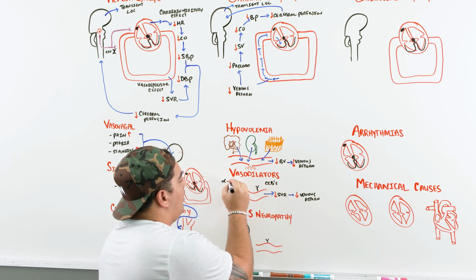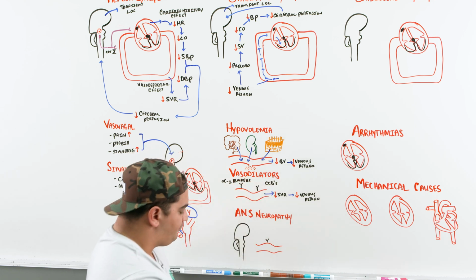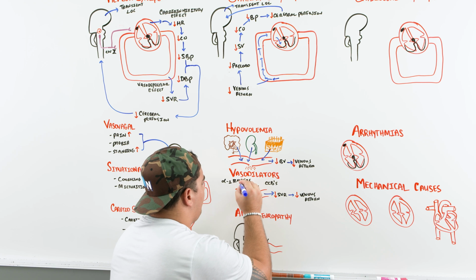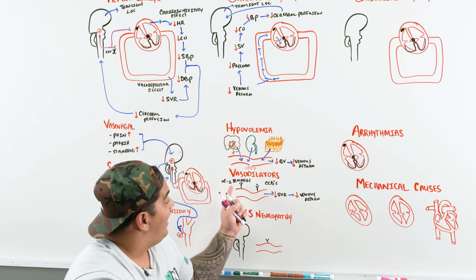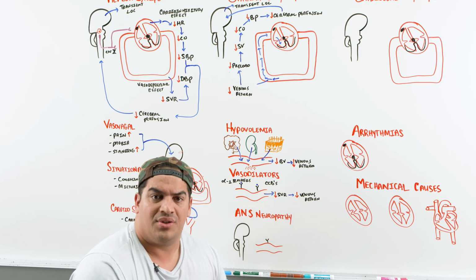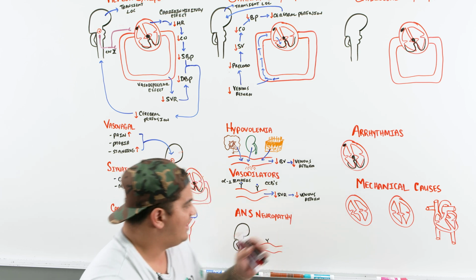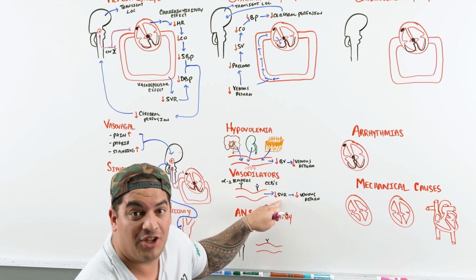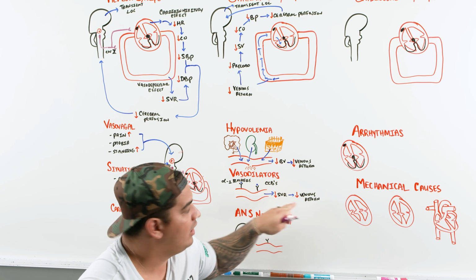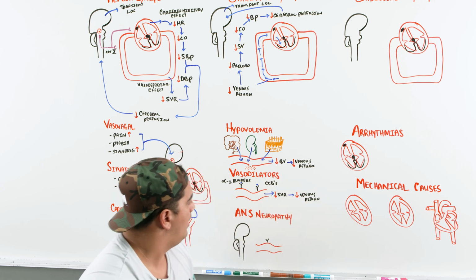And then your alpha-1 blockers. So calcium channel blockers, this is going to be drugs like nifedipine, amlodipine, right? Alpha-1 blockers will be things like tamsulosin, prazosin, doxazosin, etc. These are going to cause the vessels to dilate. In other words, their systemic vascular resistance is low. They're not going to get a good venous return.